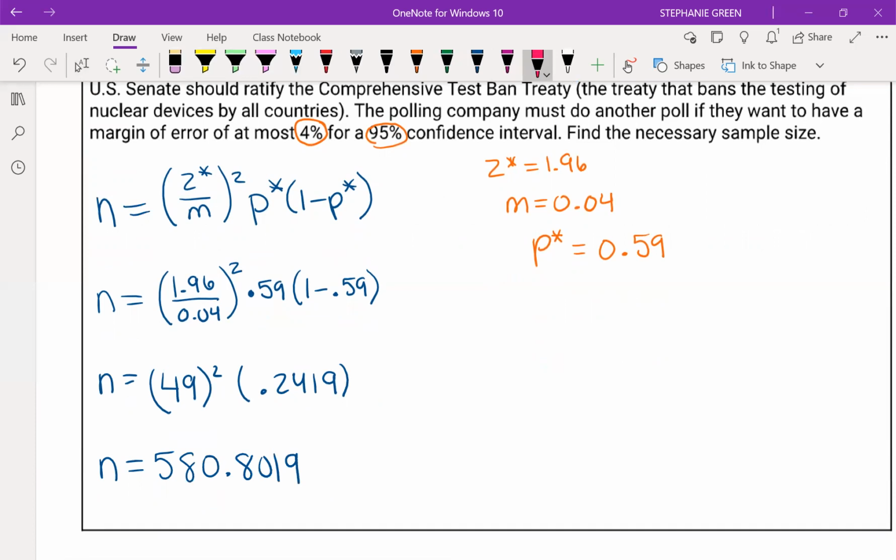Remember here, N represents the minimum sample size that we need to make this happen. That means any sample size less than this number is not going to be big enough. So even if the number after my decimal is less than 5, we're always going to round this up. So my N, the minimum sample size I need, is 581. We cannot take a partial sample. We cannot sample half a person. So it has to be a whole number.